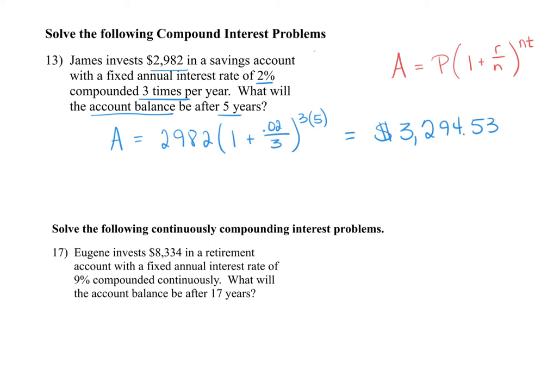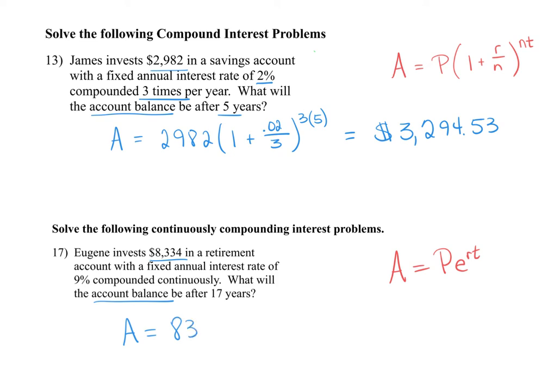Compounding continuously. This is your next equation. Here it's A equals your principal times e raised to the rt. This is not a number of times a year because it says continuously. So you're going to do the same thing here. Account balance is what you're looking for.